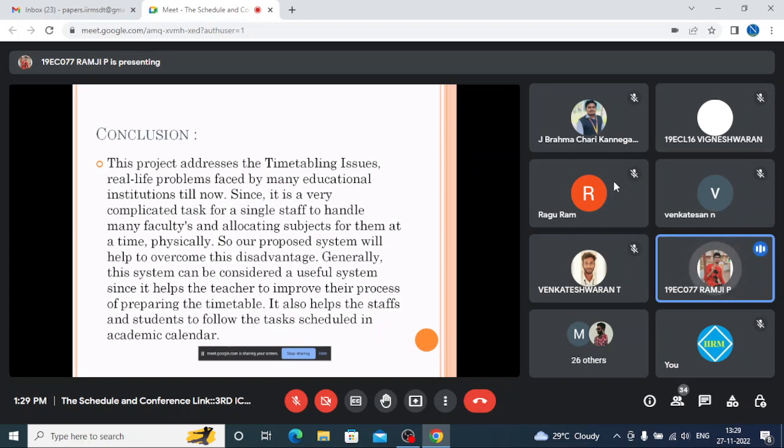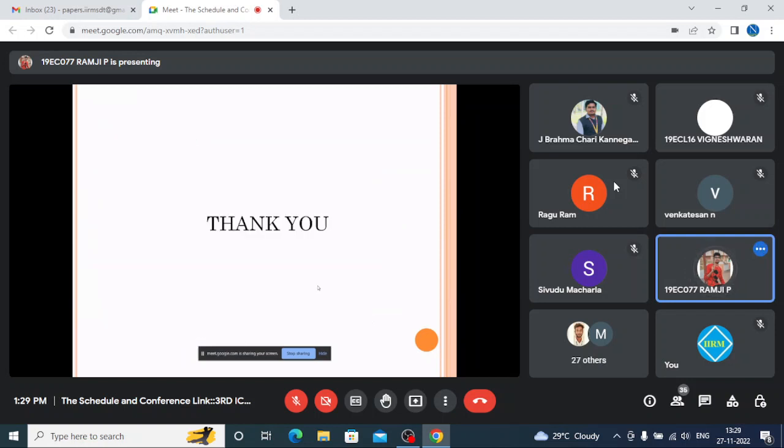As I already said, from my point of view, most of the colleges are not following the academic calendar correctly. So this app will be very useful for them to follow the academic calendar, with the tasks scheduled in that app. That's all about the application. Thank you. Any queries?